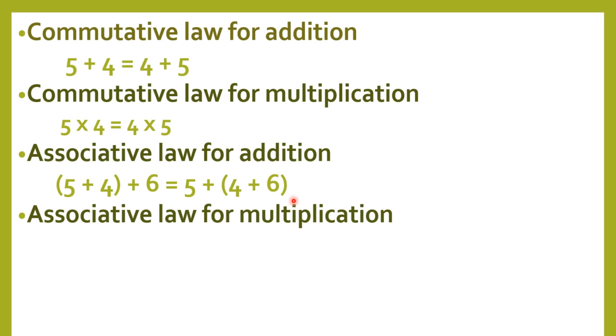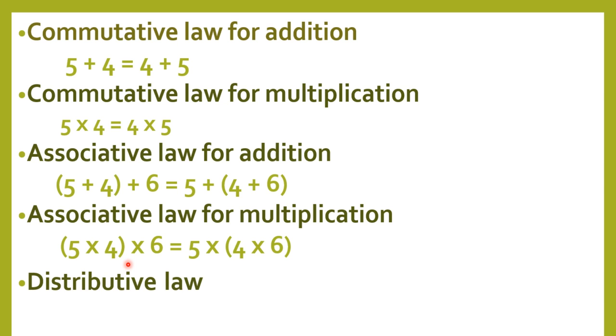And similarly, associative law for multiplication: 5 multiplied by 4 multiplied by 6 is equal to 5 multiplied by 4 multiplied by 6. First we solve 5 multiplied by 4, then multiply by 6. And on this side, first we solve 4 multiplied by 6, then multiply by 5 and get the same answer. Because the numbers are the same, we just change the group.